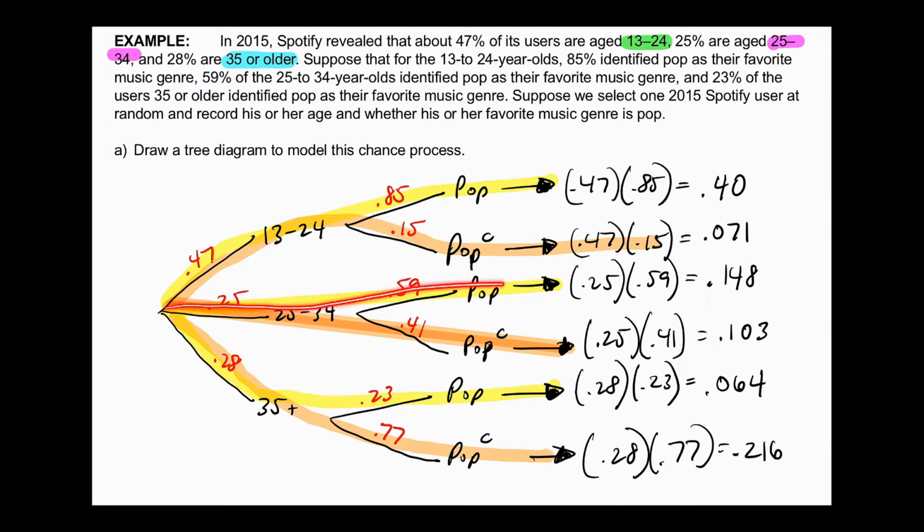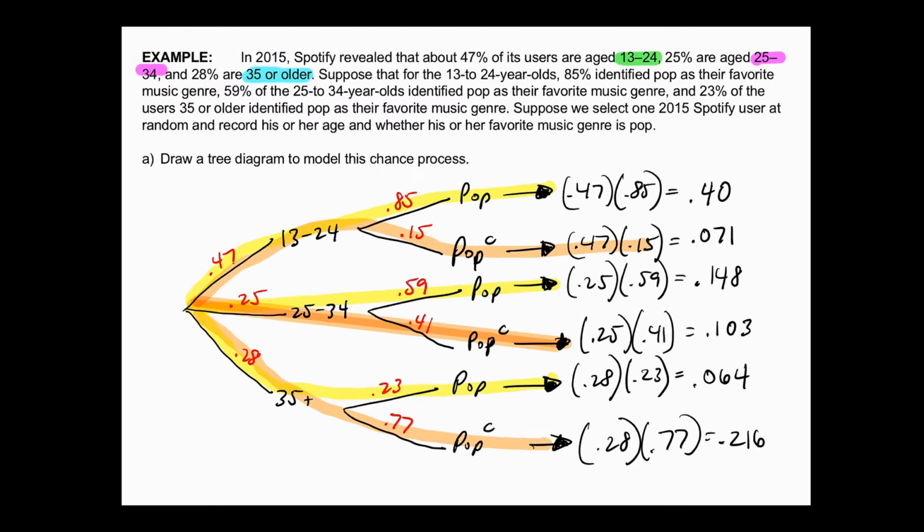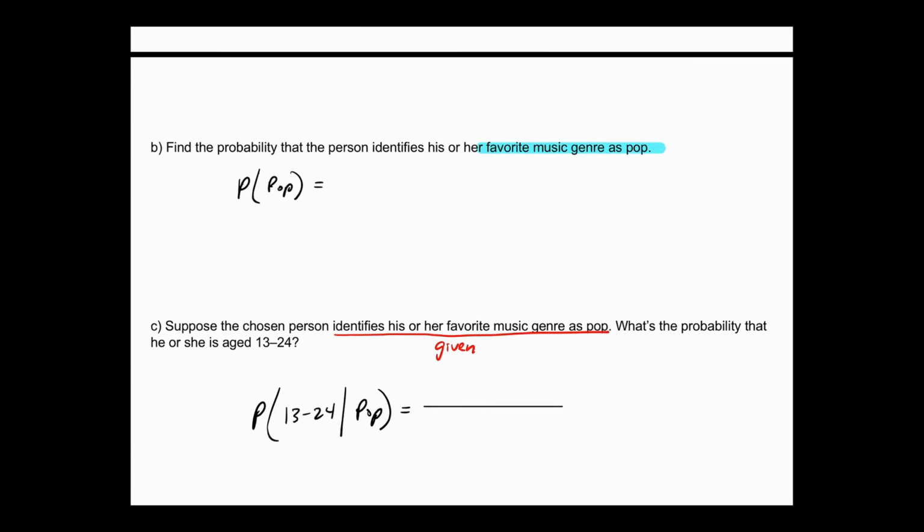For 25 to 34, there are 1, 2, 3, 4, 5, 6 different outcomes that could possibly happen, right? You can be 13 to 24 and prefer pop. You can be 13 to 24 and not prefer pop. You can be 25 to 34 and prefer pop. You can be 25 to 34 and not prefer pop. You can be 35 or older and prefer pop music, or you can be 35 and older and not prefer pop music. Okay, so those are the 6 things that could happen. Nothing else can happen. Okay, so based off of that, let's answer these questions.